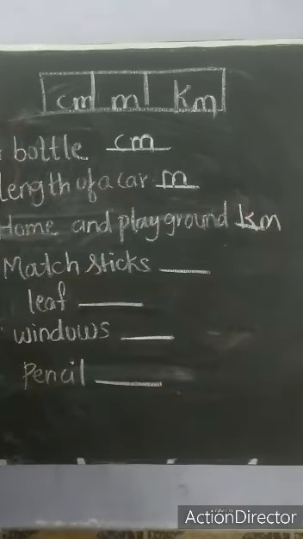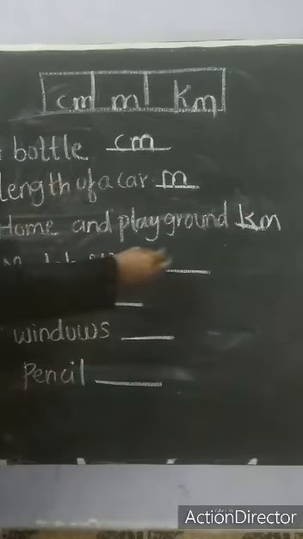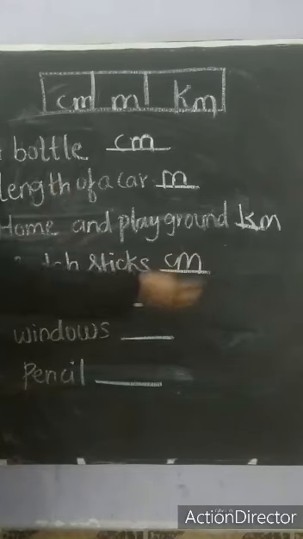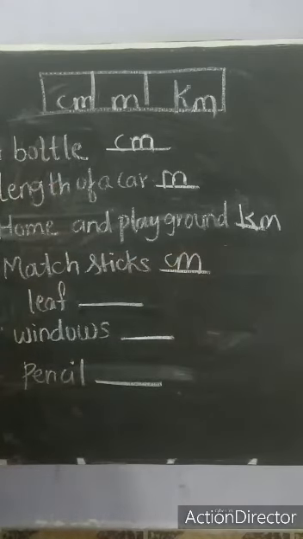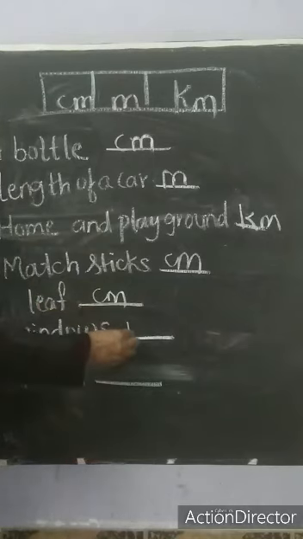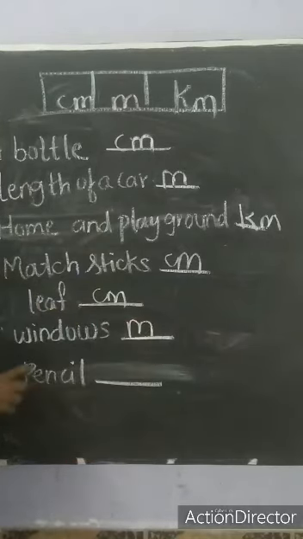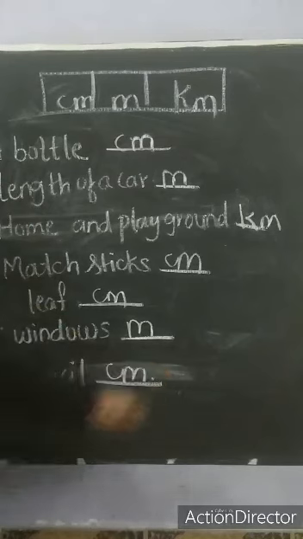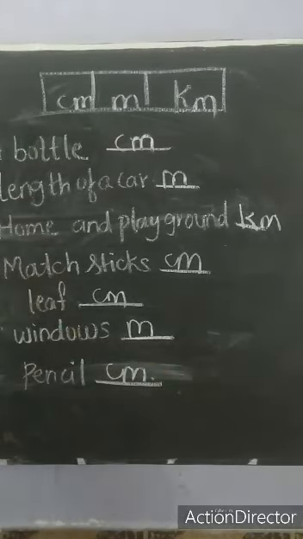Matchstick, a small thing, so centimeters. Leaf, yes, centimeters. Window: yes, it is a little long, so you have to use the meter tape. Pencil: yes, centimeters. So students, we finish this chapter.